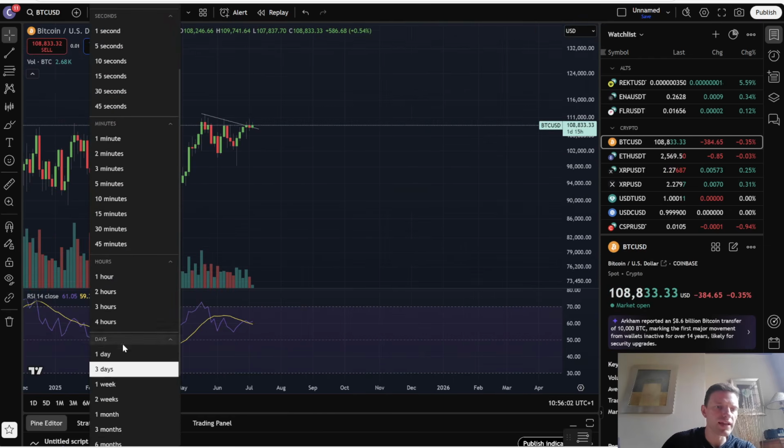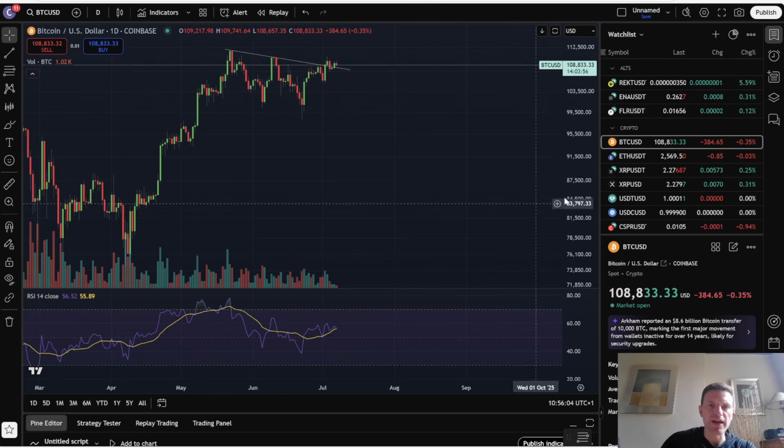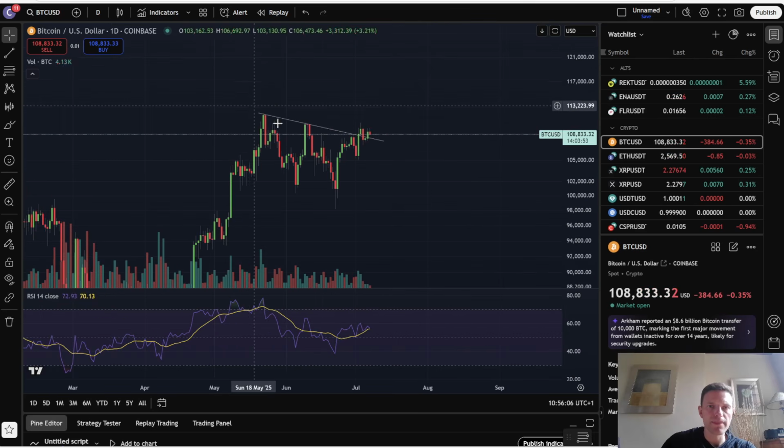Now I'm going to take us to the daily and just look at Bitcoin. What we've been looking at is this short-term little descending trend line, and it has respected it averagely well.